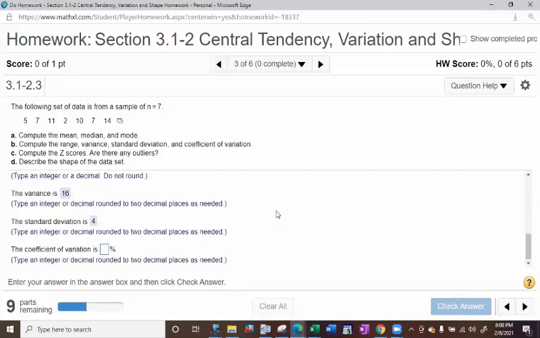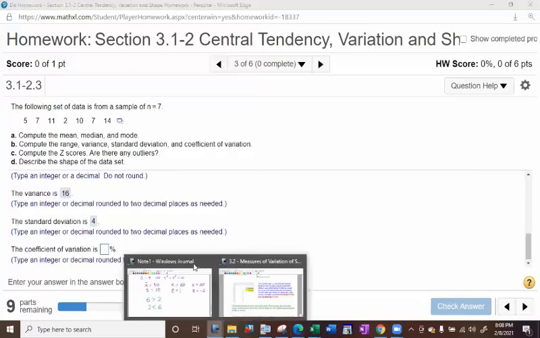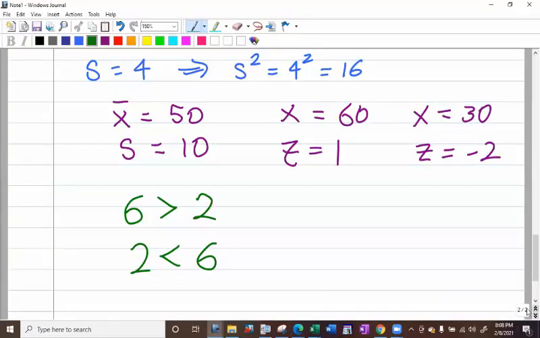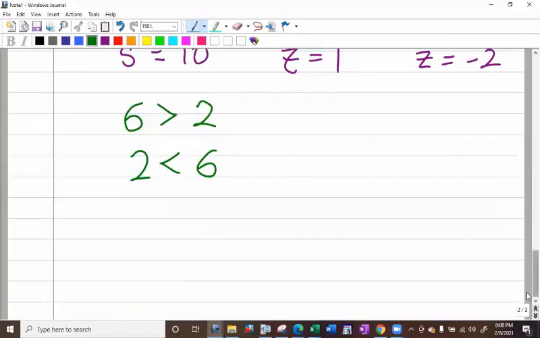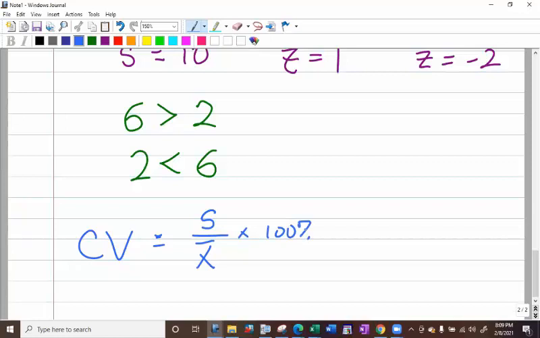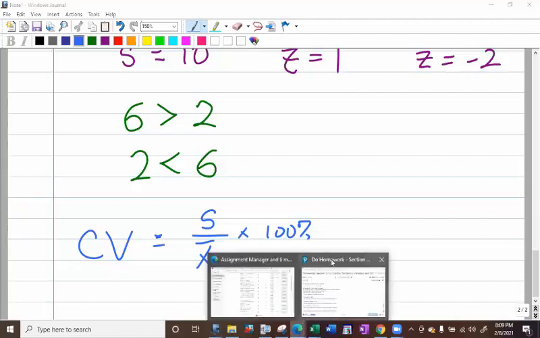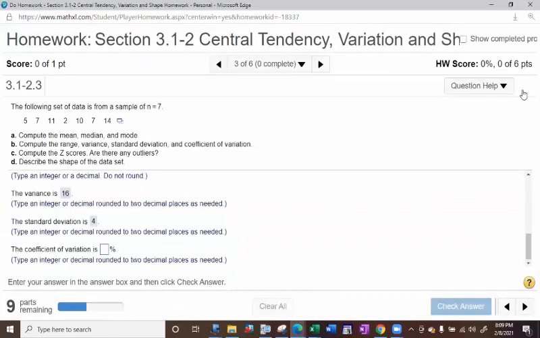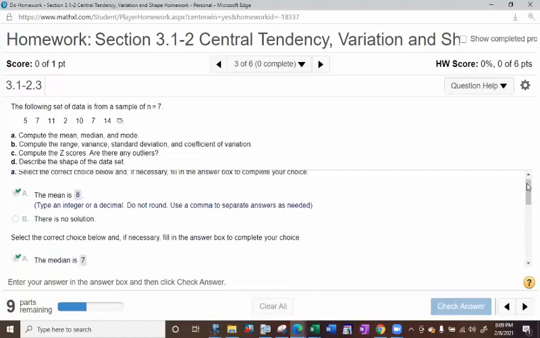Coefficient of variation. Okay, that's defined in the notes. I'll come over here and I'll write it out for you so you can see. So the CV, the coefficient of variation, is the standard deviation over the mean times 100%. So let's get the numbers there. Scroll back up. We just got a standard deviation of 4. The mean is 8.